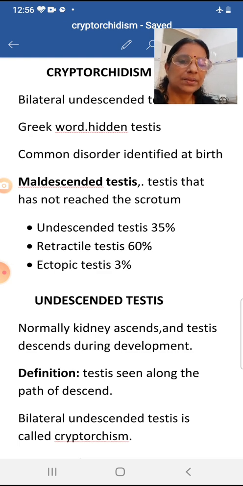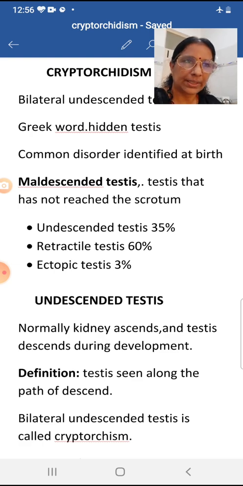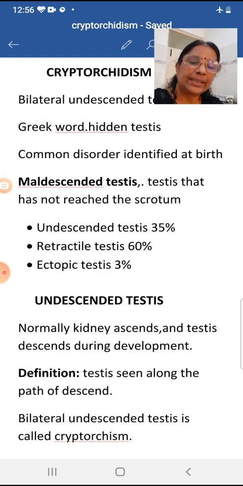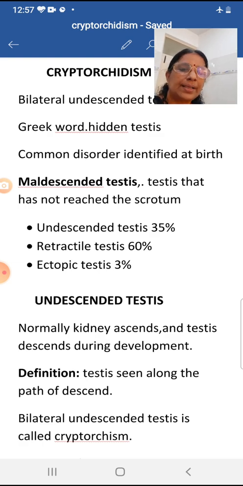So in a case of undescended testis, you will find the testis in the normal path of descent. That means maybe in the abdominal cavity, maybe at the site of the internal ring, or maybe in the inguinal canal, or outside the inguinal canal at the external ring. And in that case the scrotum is underdeveloped. That means the rugosity of the scrotum will be absent since the testis hasn't reached the scrotum. So that is a case of undescended testis.